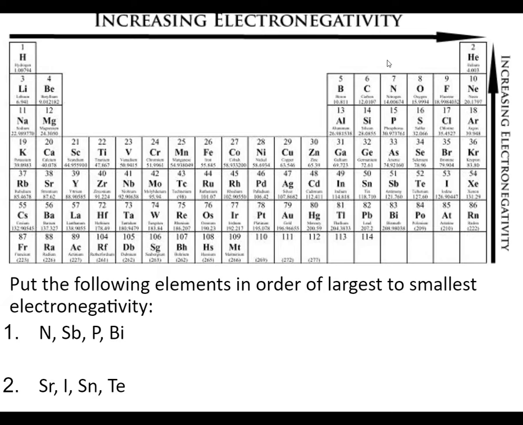So we're looking at this group right here, group 15. Then across the period, we're looking at these elements, strontium, Sr, iodine, tin, and tellurium. So these period 5 elements, okay? So put the elements in order from largest to smallest according to the trend you see on the screen.